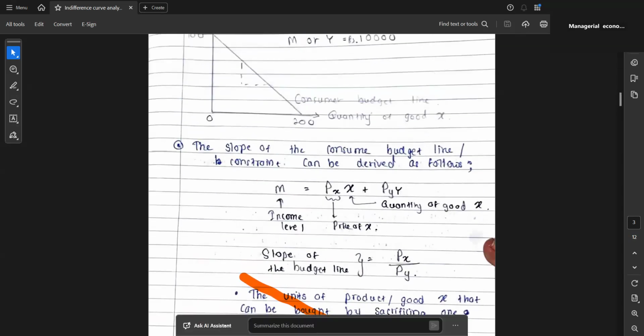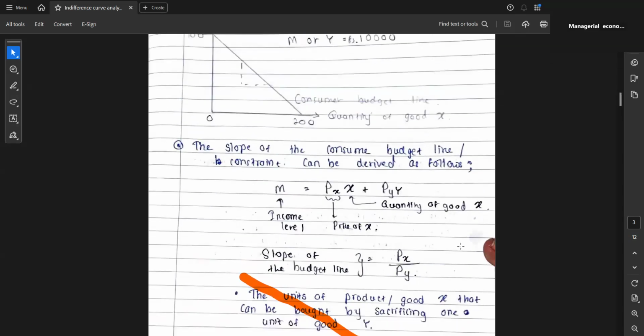I have cut off this part because it's not what this formula implies. So the slope of the consumer budgetary constraint is usually known as the marginal rate of exchange. Marginal rate of exchange, you can get an idea. It is the willingness of the consumer to exchange one good for another.